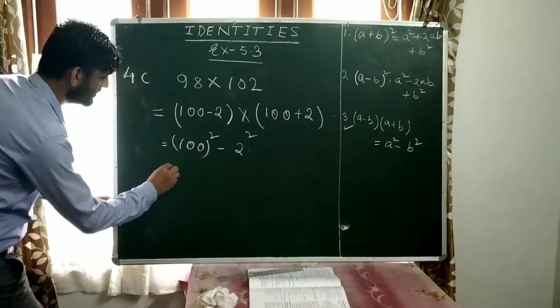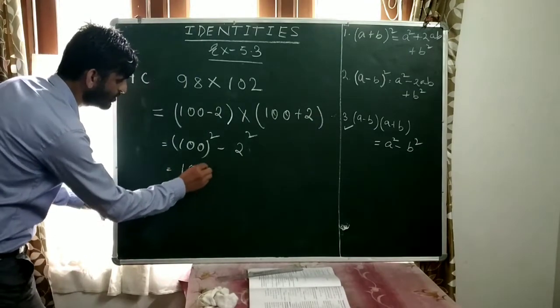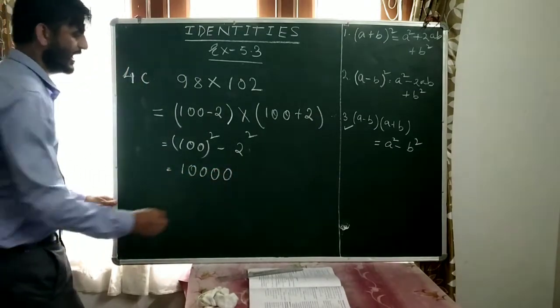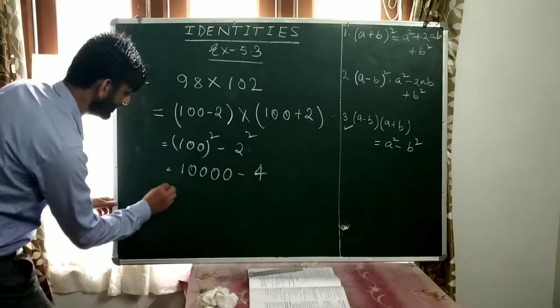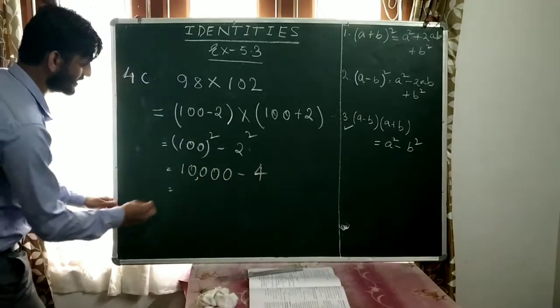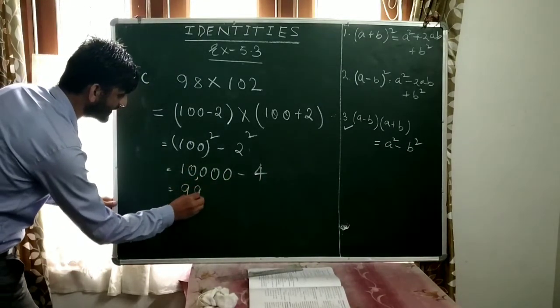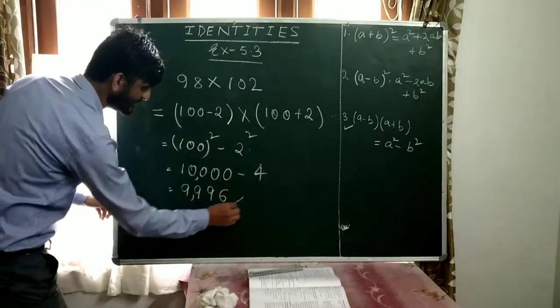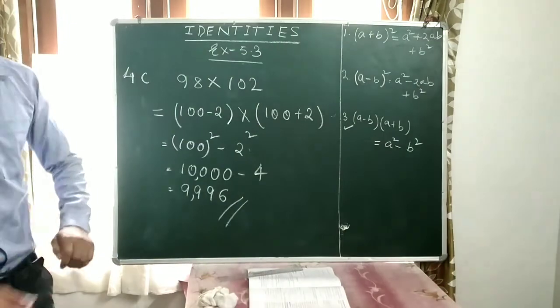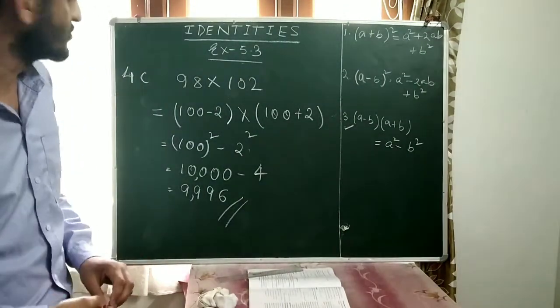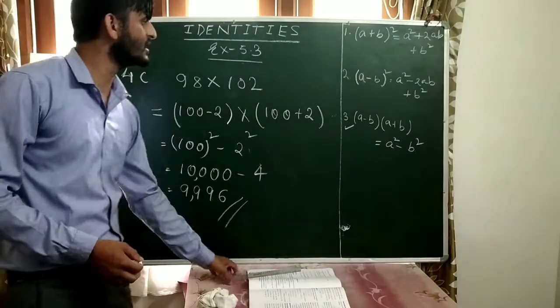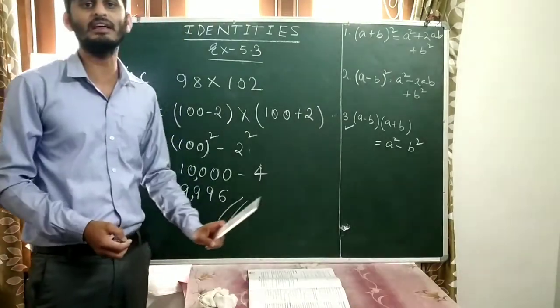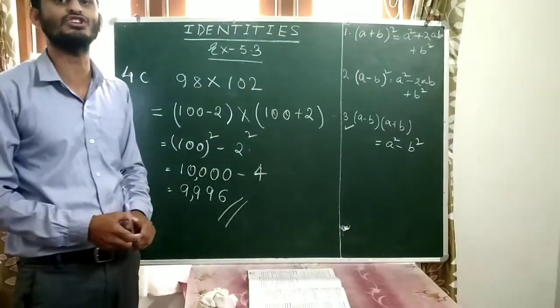So what is the value of a square? That means 100 square is 10,000, and b square is 4. That means 10,000 minus 4 means 9,996. The result of this is 9,996. So that means we can use these three identities very easily in any different types of questions.